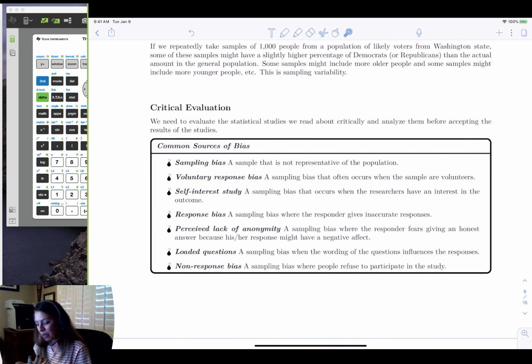And then the non-response bias is when no one cares and no one's going to answer your question, right? So people refuse to participate. Leave me alone, right? And so these are all results from taking bad samples and bad studies. What results from taking a bad sample? Bad data. And bad data means bad results, and you have to start all over.